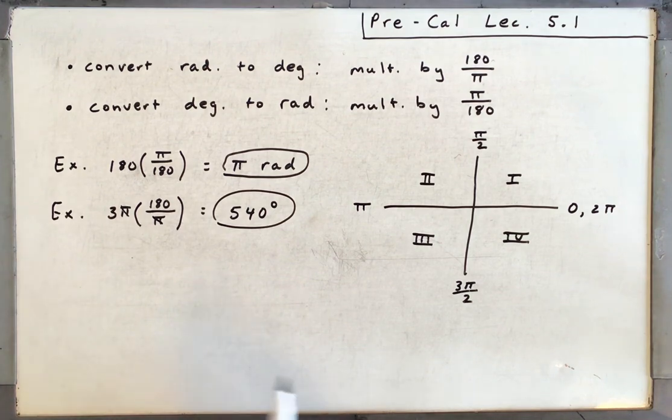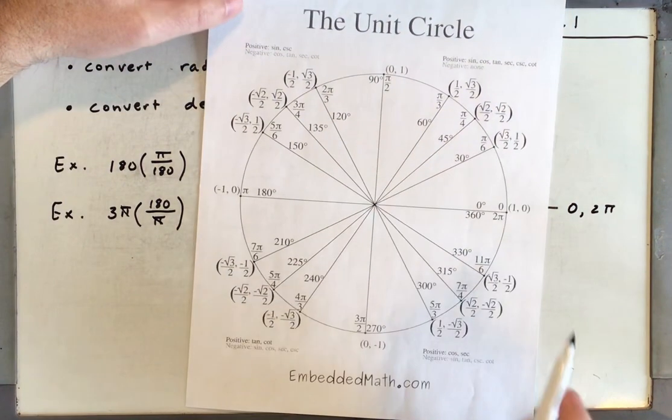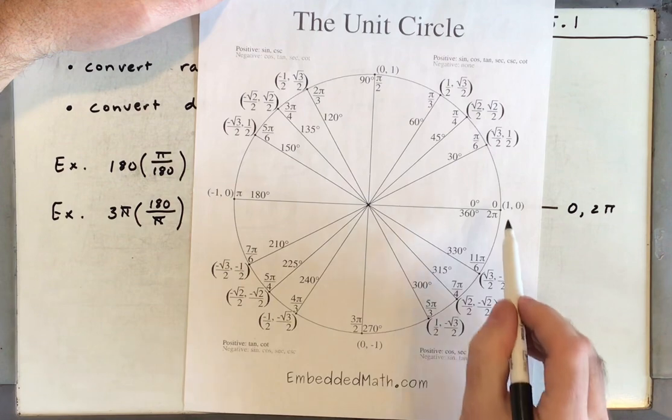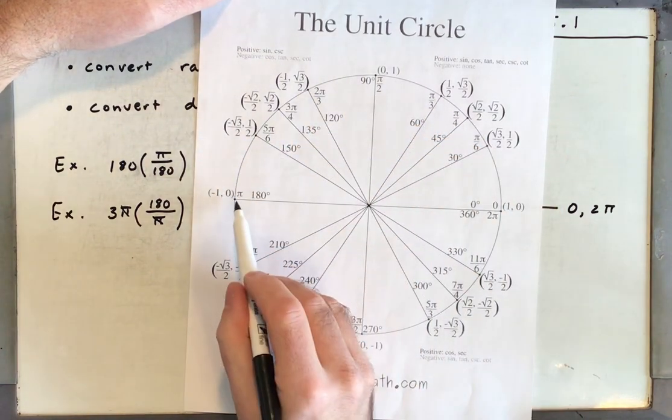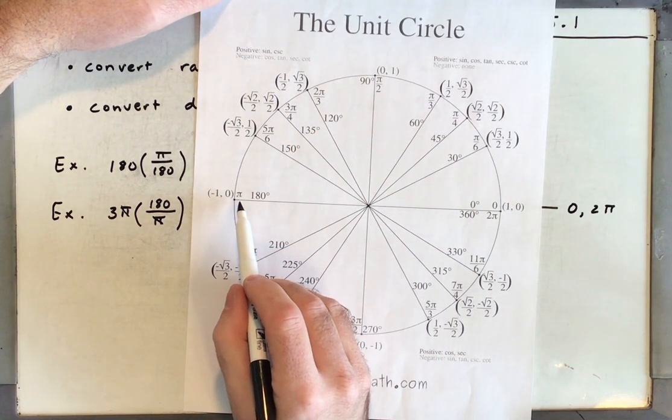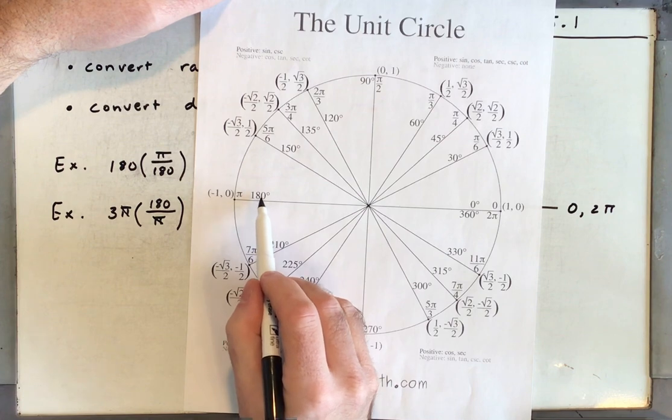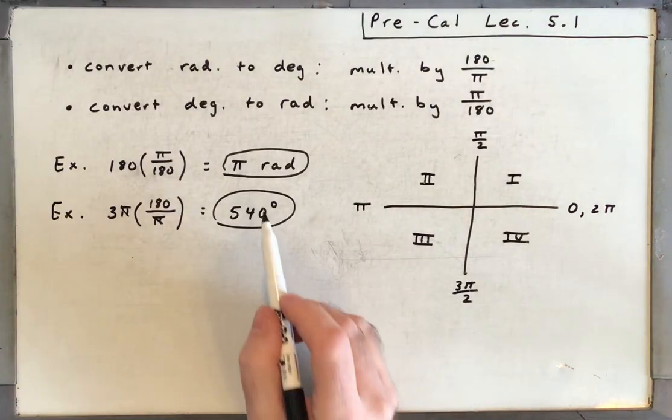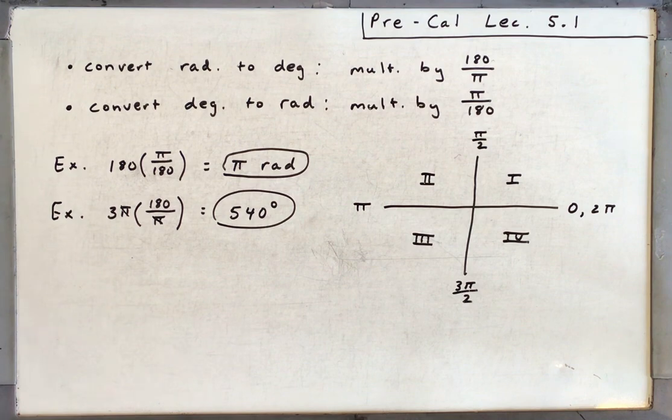All right, so 540 is not on the unit circle. This is actually 2 pi radians one time around, and then we add another pi to get to 3 pi. So we're at the coterminal angle with 180, which is 540 degrees.